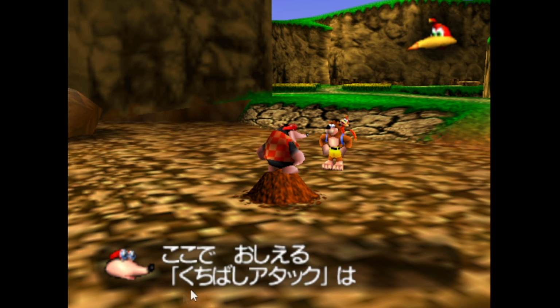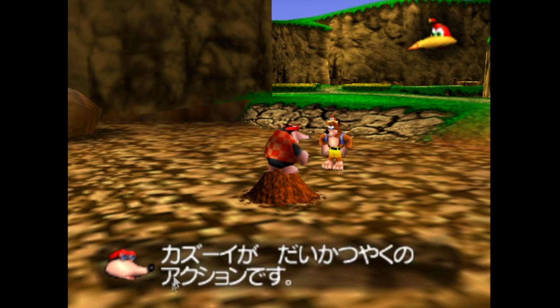So yeah, koko de oshieru kuchibashi ataku wa. So, bringing up the topic of the kuchibashi ataku, which is kuchibashi is just a beak, I think. And then ataku is attack. So the beak attack, kuchibashi ataku. And then all of this information is modifying that. So it's saying the beak attack, which I will teach, oshieru, I will teach here. Obviously de is being required to put a verb with a location. So at this place, I teach the beak attack wa, the topic.